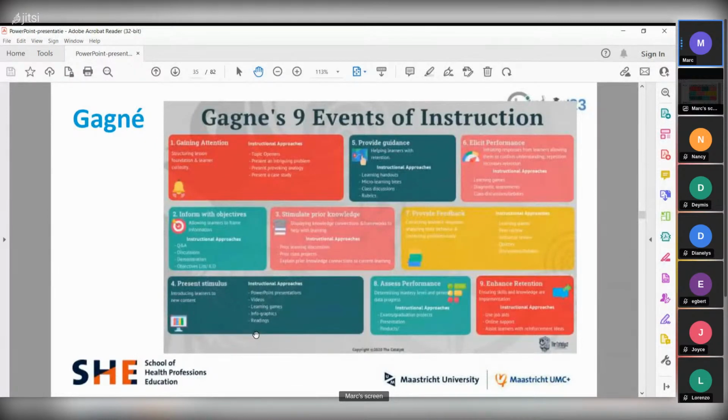You can have them give a presentation or do a project so that you can determine how far along they are with the new content. And the last step is to enhance retention, so to help them with implementing the skills and knowledge in real life and to keep on doing that.